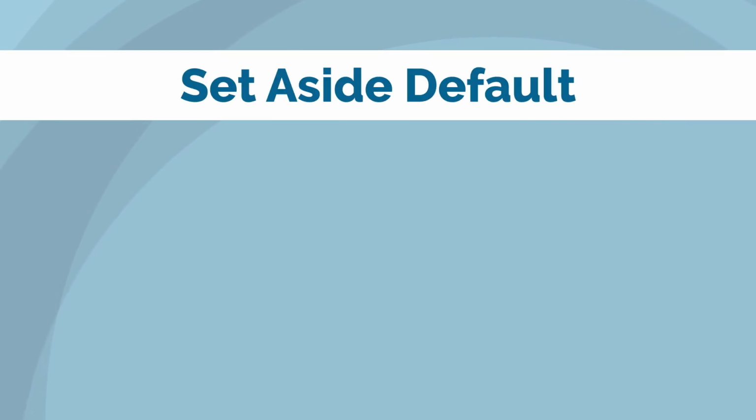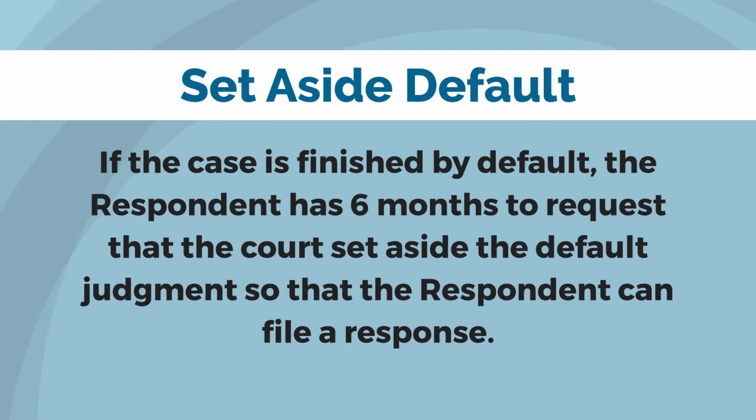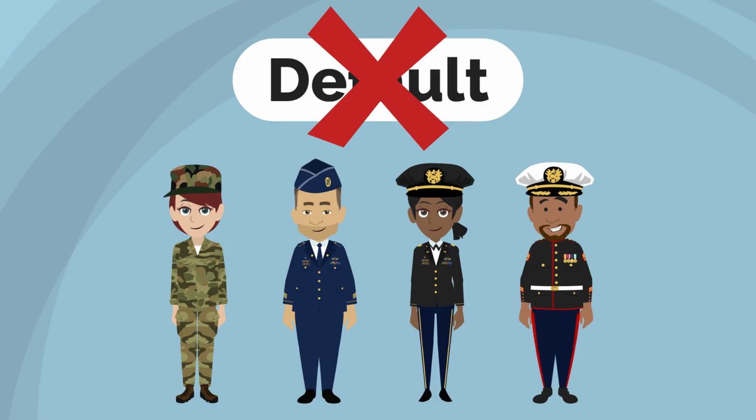If the case is finished by filing a default judgment, the respondent has up to 6 months to request that the court cancel the orders in the default judgment so the respondent can file a response and participate in the case before the final orders are made. Please note that default is not an option if the respondent is an active member of the military.